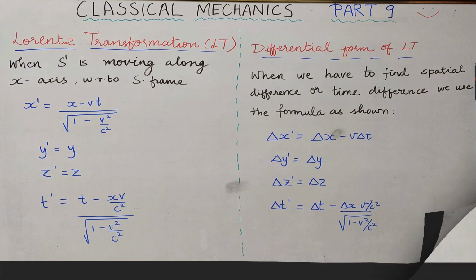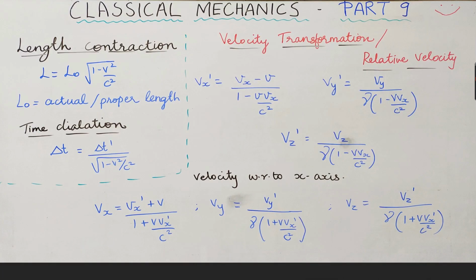So note this. And then these are some of the basic formulas. One is for length contraction and the time dilation. So for length contraction, you'll have L naught. L naught is the actual or proper length. So wherever you get the actual length of the rod, or the proper length of the rod, it represents L naught. So keep this in mind.